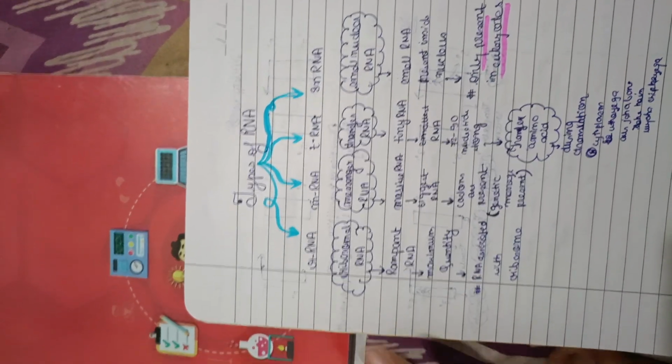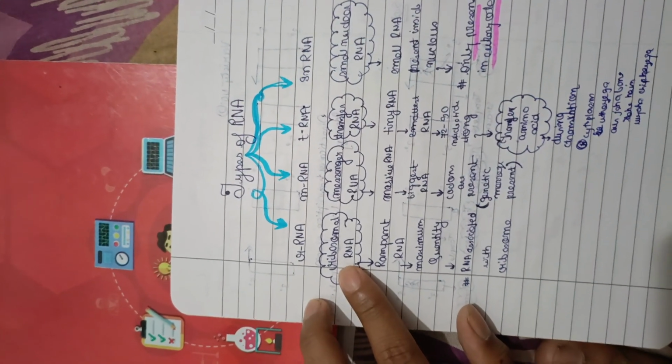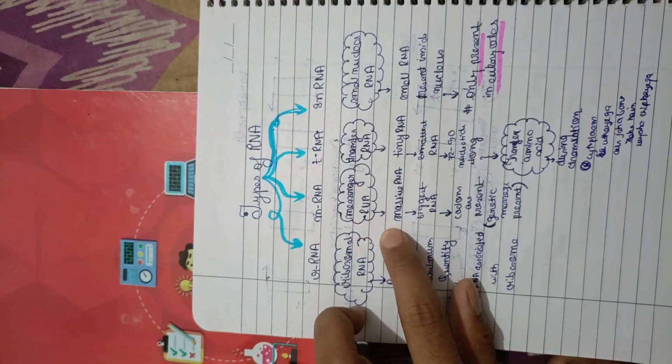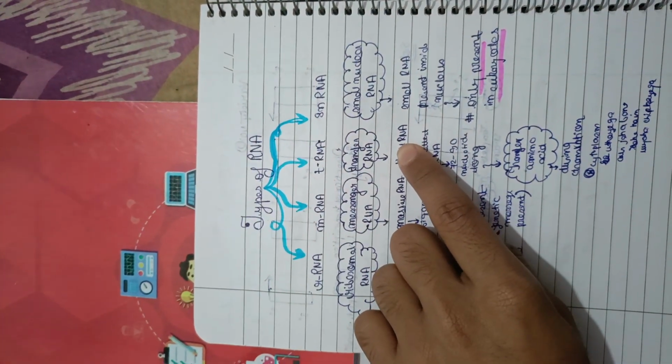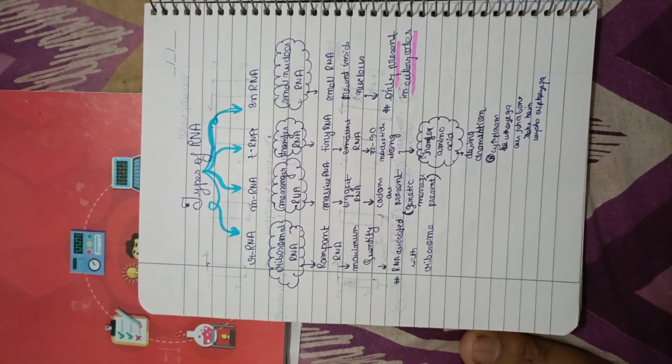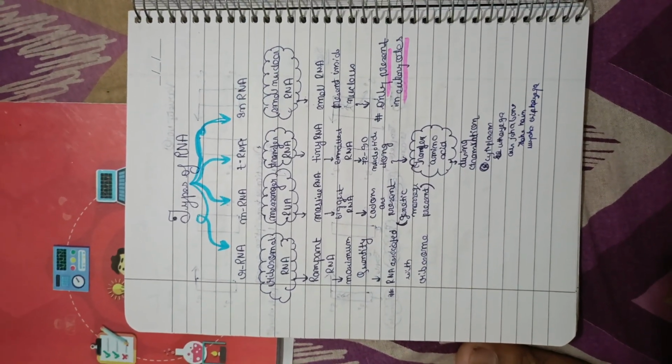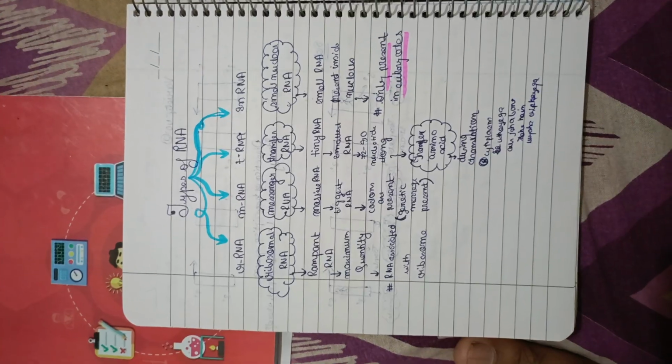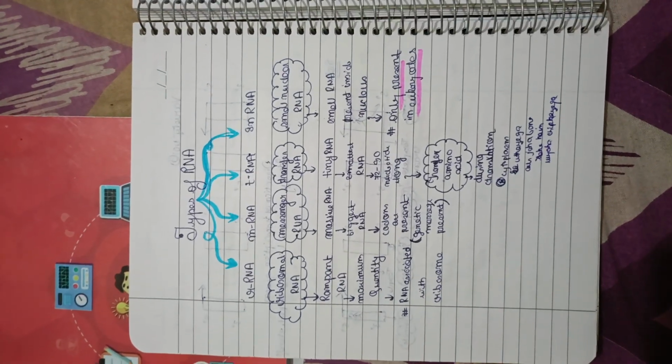There are four RNAs. The rRNA is called ribosomal RNA, mRNA is messenger RNA, tRNA is called transfer RNA, and snRNA is called small nuclear RNA. You can just take a screenshot here and study the difference between all of the RNAs. That is very important to learn.